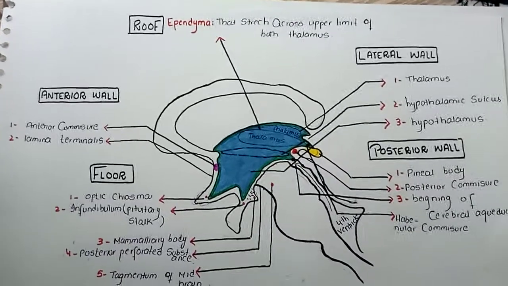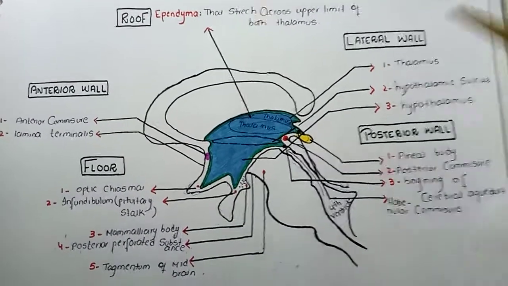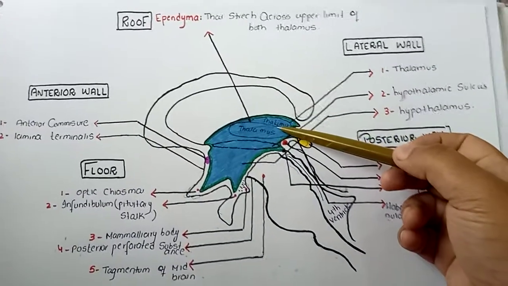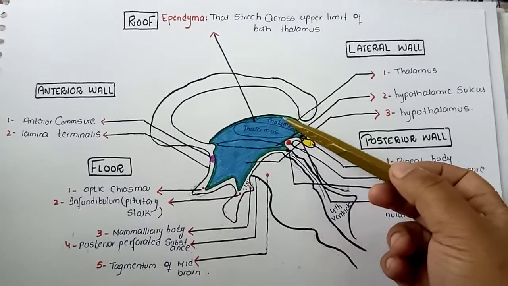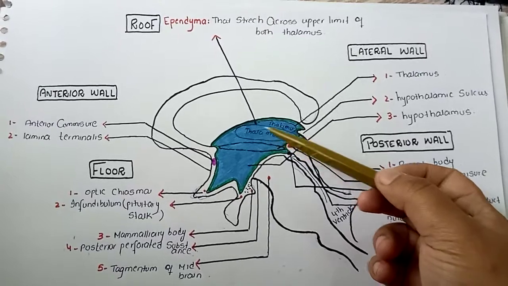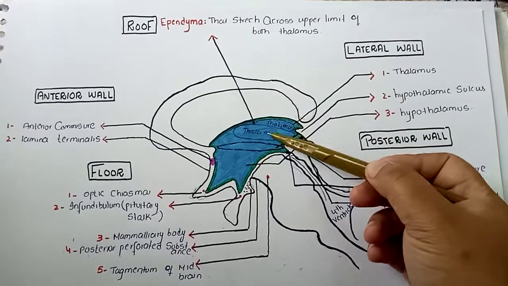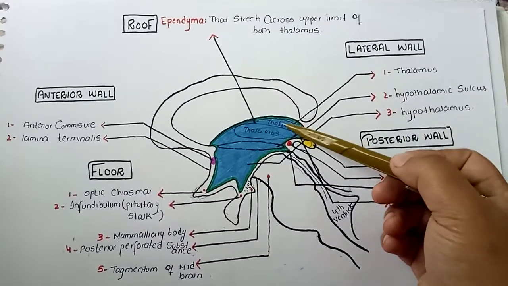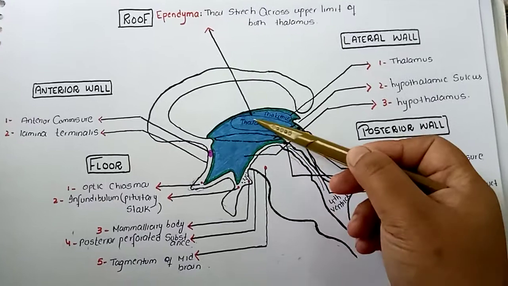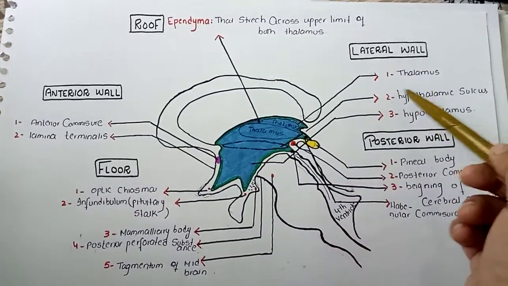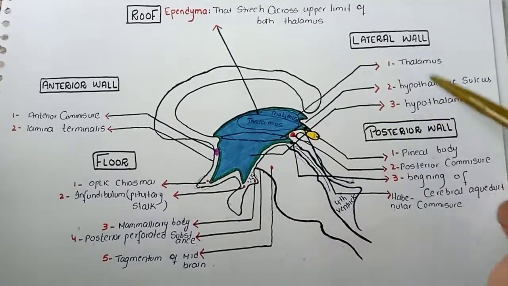Now I will explain the third ventricle and its boundaries in detail. I will start with the lateral wall. As I told you before, the third ventricle is present between the 2 thalami. So the lateral wall of the third ventricle is made up of the 2 thalami. Between the thalami is the hypothalamus, and the median sulcus which separates the thalamus from the hypothalamus is the hypothalamic sulcus. So the lateral wall of the third ventricle is made up of these 3 structures.